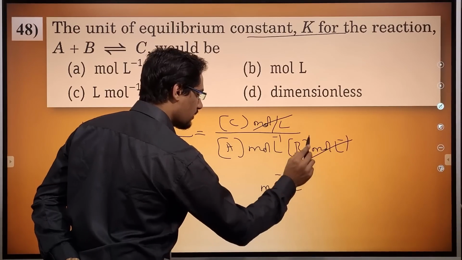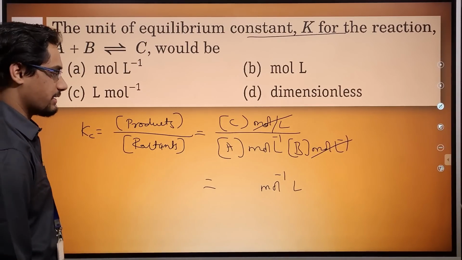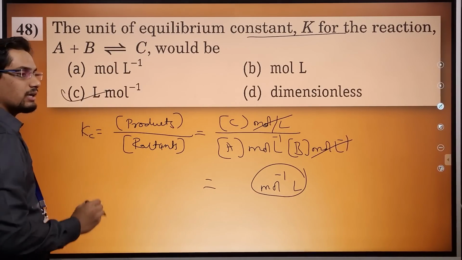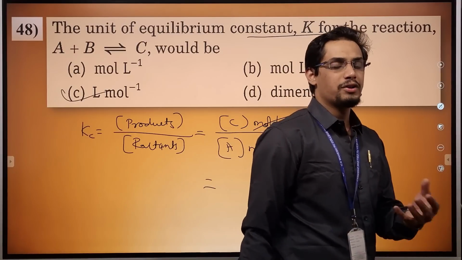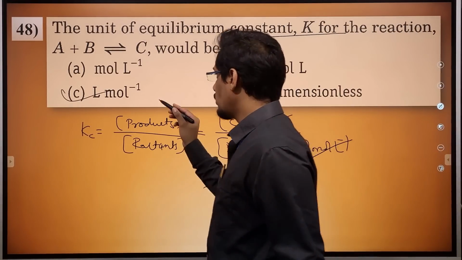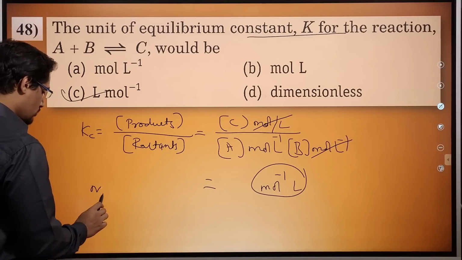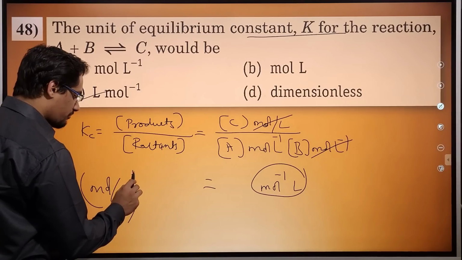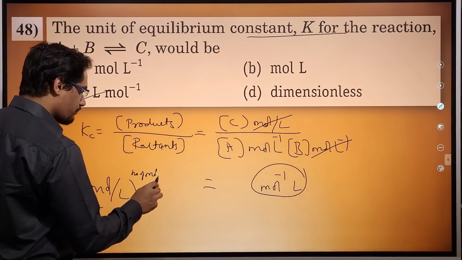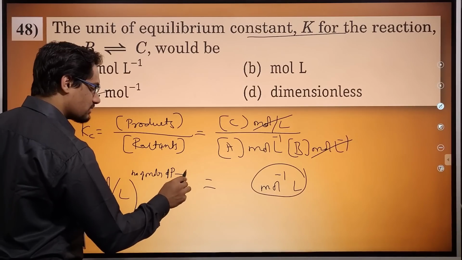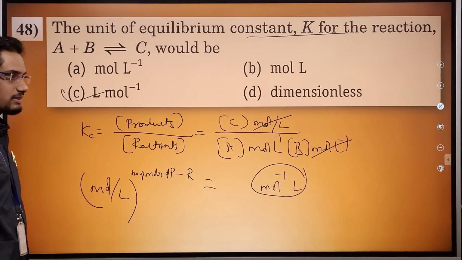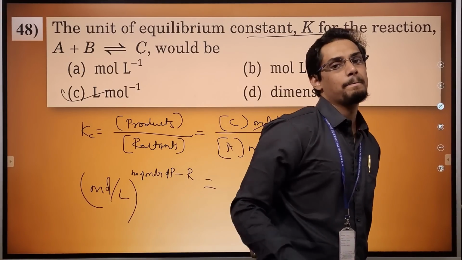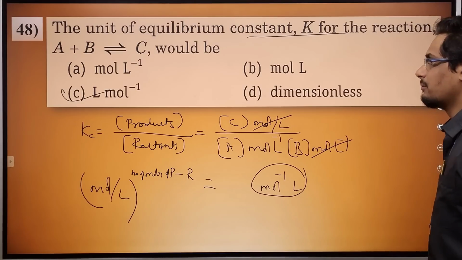Per mole liter or liter per mole, right? The unit will be what? Per mole liter or liter per mole. Simple. The simplest shortcut for this is mole per liter to the power of the number of moles of products minus the number of moles of reactants. Here there is 1 mole and 2 moles, so mole per liter to the power minus 1 would be the shortcut form to get the answer.